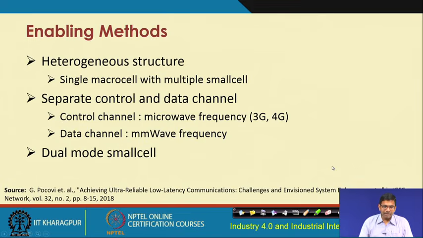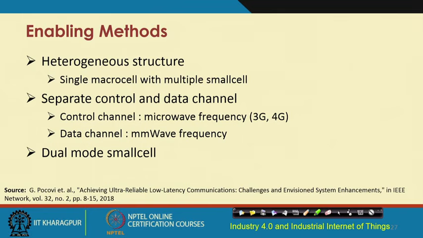For details of these things, I would encourage you to go through this particular paper, Achieving Ultra Reliable Low Latency Communication, which was published in the IEEE Network magazine in 2018. Here you would be able to get a lot more ideas with respect to these methods. Enabling methods include heterogeneous structure, where a single macro cell with multiple small cells would be used, or separate control and data channels could be used. So, a separate control channel for microwave frequency, a data channel for the millimeter wave frequency, and dual mode small cell. These are some of the different enabling methods that could be used.